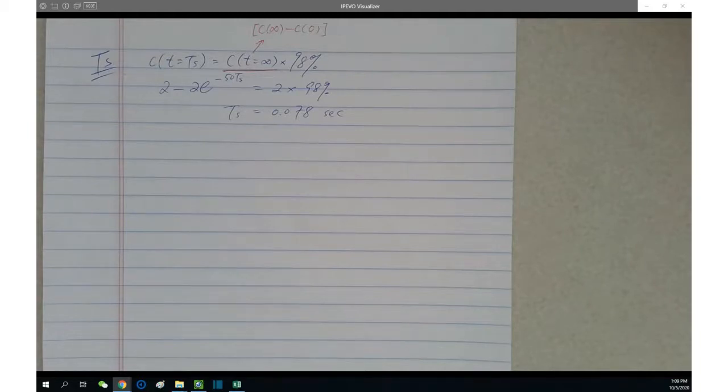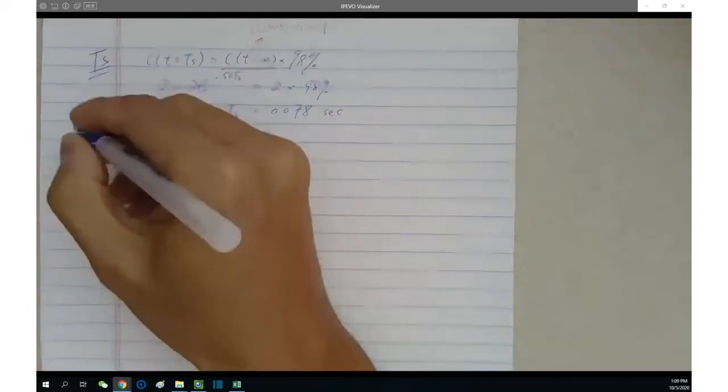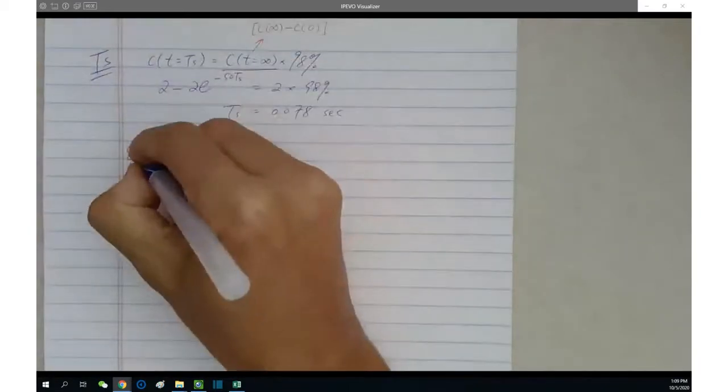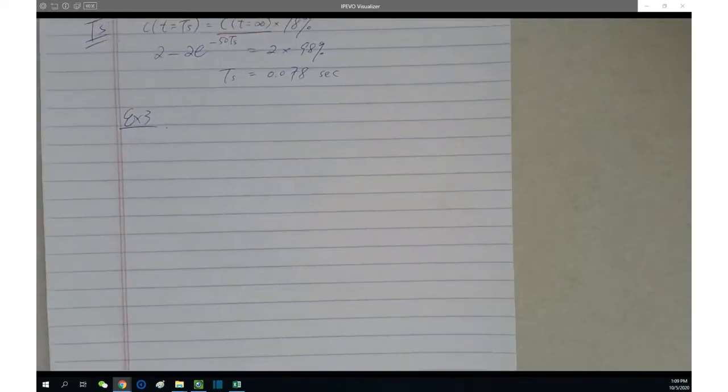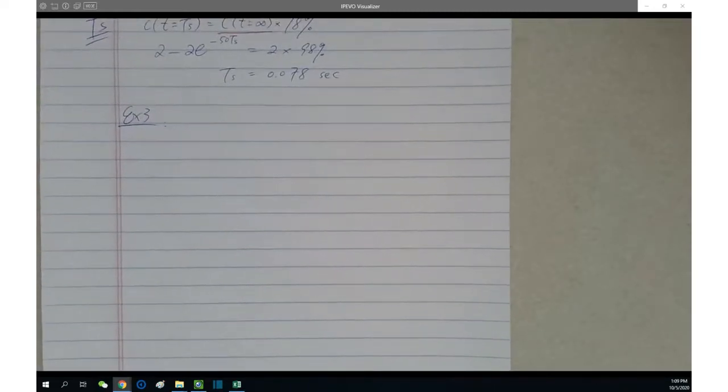All right, if this is fine, I think it's straightforward enough. By a couple of examples, you guys should be good. Like I said, let's go over one problem with non-zero initial value.